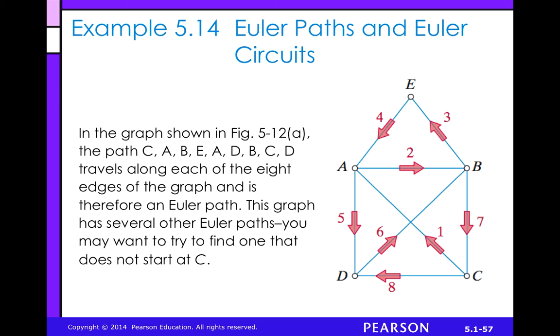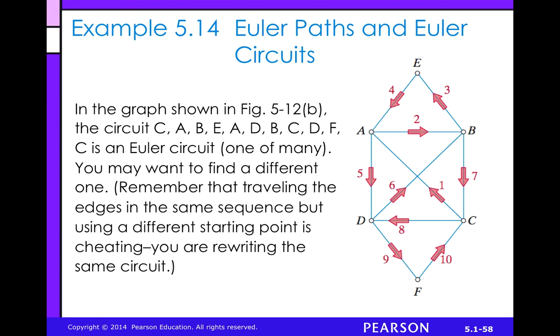In the graph over here, this graph has several Euler paths, and we found one of them. Okay, and you might want to start somewhere else. So if you want to, think about starting at D. Think about starting at A. Think about starting at B. Is it possible to find Euler paths wherever you start, wherever you feel like? Or are there only certain vertices where you can find such things?